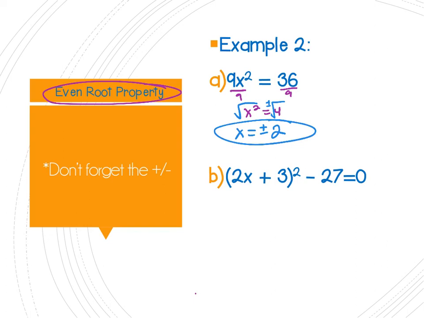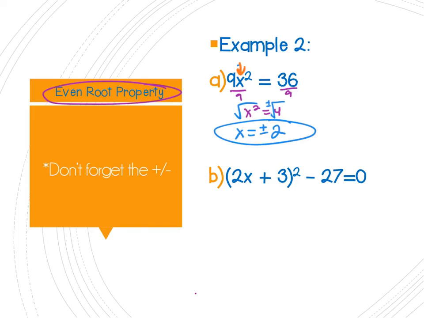If I were to plug positive 2 back in here and square it, I'd get 4. 9 times 4 is 36. If I plug negative 2 back in there, I square it, I still get 4. 4 times 9 is still 36, so that's why there are 2 answers there. Questions on that one?